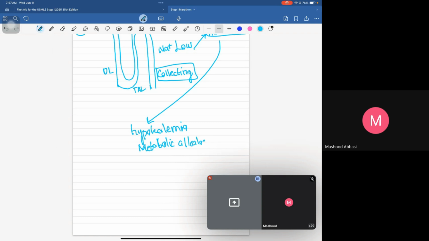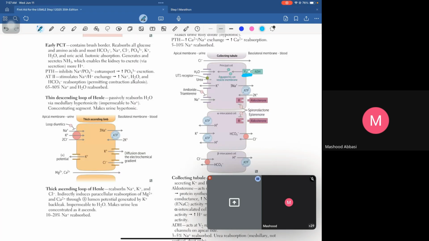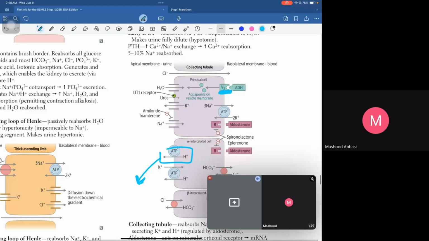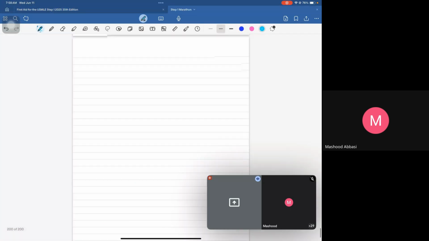Because this aldosterone is going to go to the collecting duct, and what is it going to cause? It is going to cause hydrogen to move outwards, and at the same time it is going to cause sodium to move in, and potassium to move out as well. So these two things are going to happen, and you are going to get metabolic alkalosis and hypokalemia.